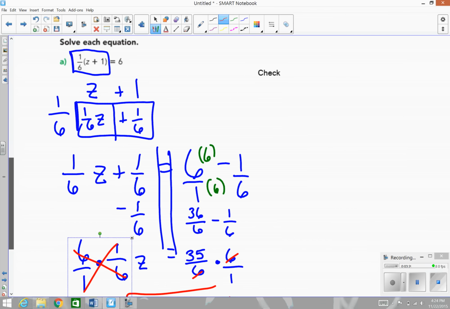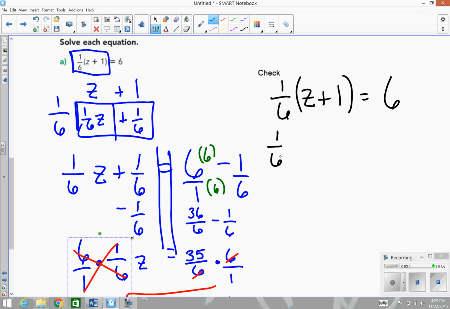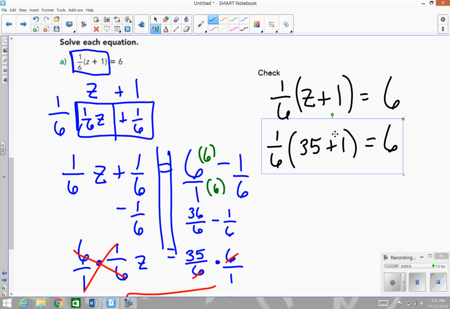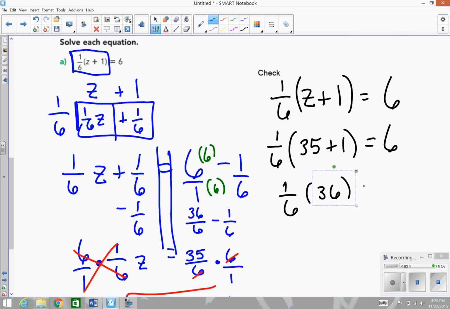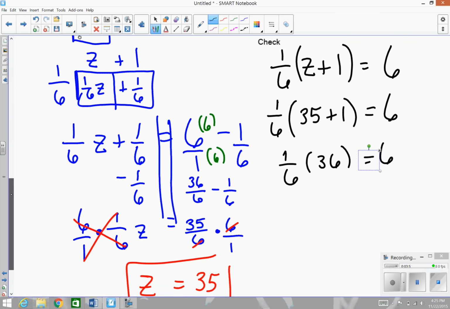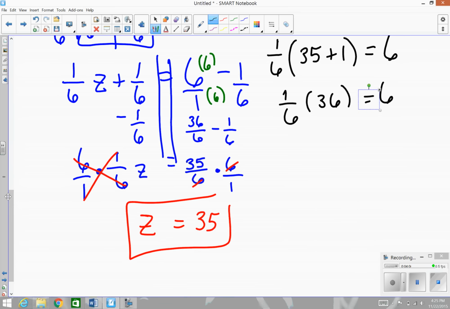And now we're going to spend a moment checking. We always want to rewrite the original: 1/6 z plus 1 equals 6. Now we're going to substitute in our answer. So we have 1/6 times the quantity 35 plus 1 equals 6. PEMDAS tells us to take care of parentheses first, so 35 plus 1 is 36. And then 1/6 of 36 means you're really just dividing 36 by 6. We get 6 equals 6, so it checks.